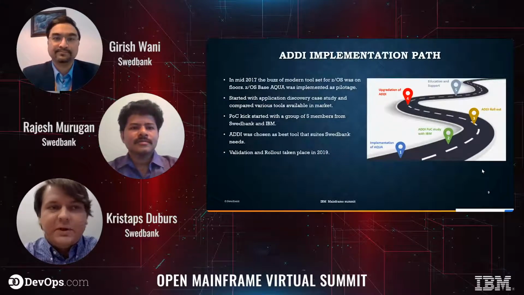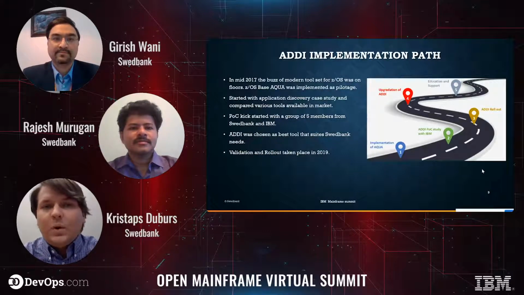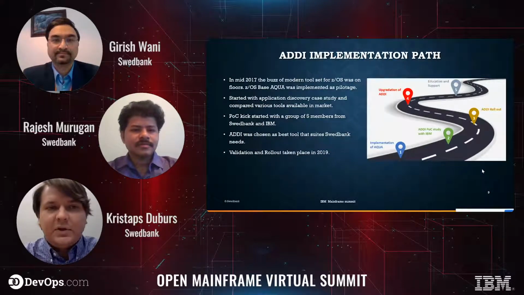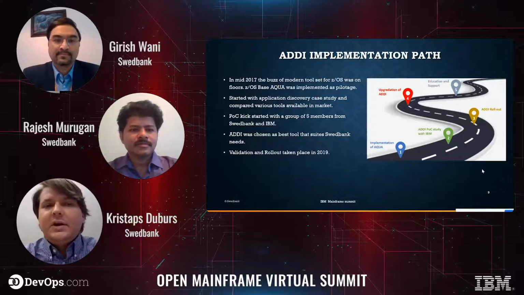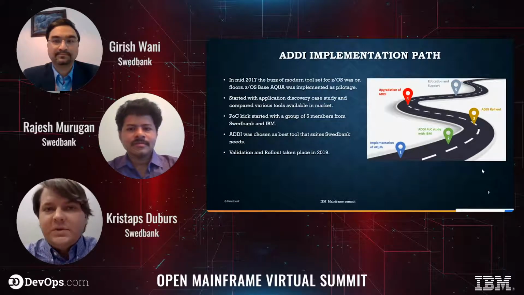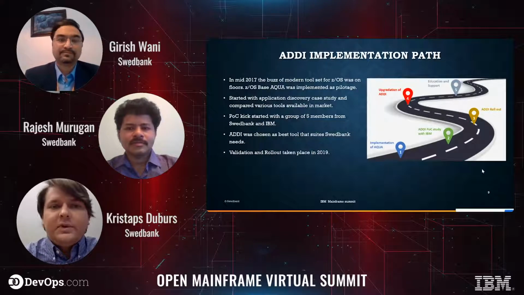That is the ADDI implementation part. After research for a new approach and development, z/OS-based Aqua was implemented in 2017. In 2018, we began the application discovery case study and compared various tools available in the market. A few slides earlier, Raj mentioned why we decided to choose ADDI and application discovery. And in the second quarter of 2018, we were ready to start the ADDI proof of concept with IBM that took 3 months, defining user scenarios, installing proof of concept software provided by IBM into our test environments like mainframe and Windows servers, etc. At the end, validation and rollout took place at the beginning of 2019.